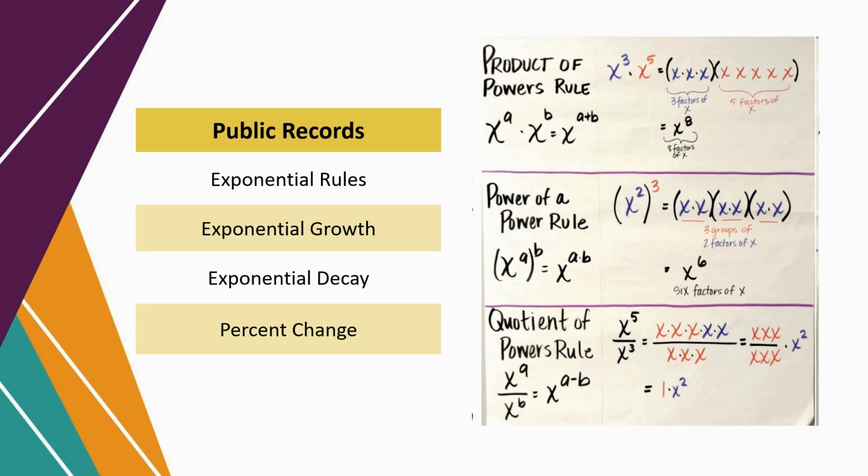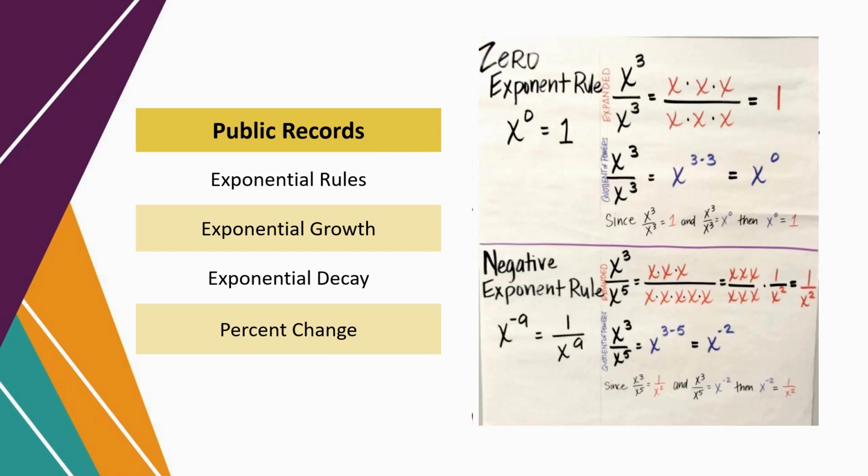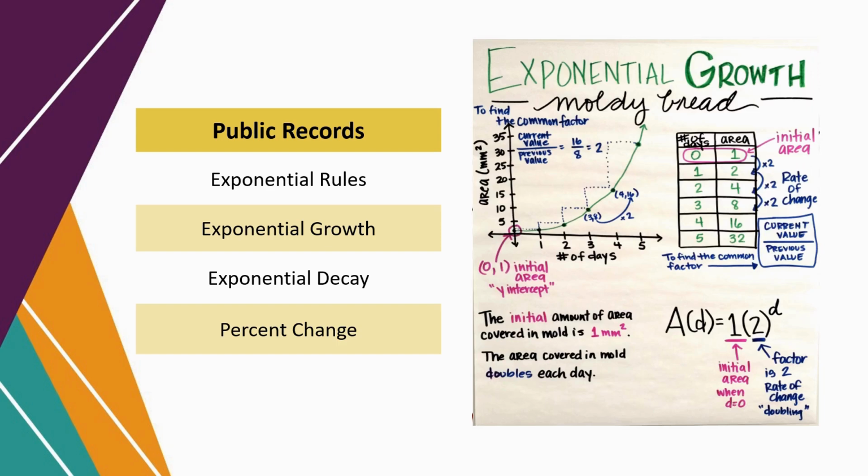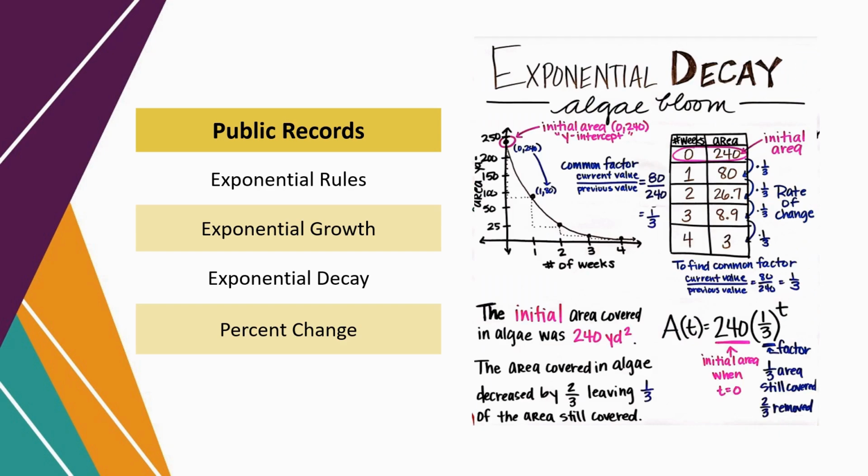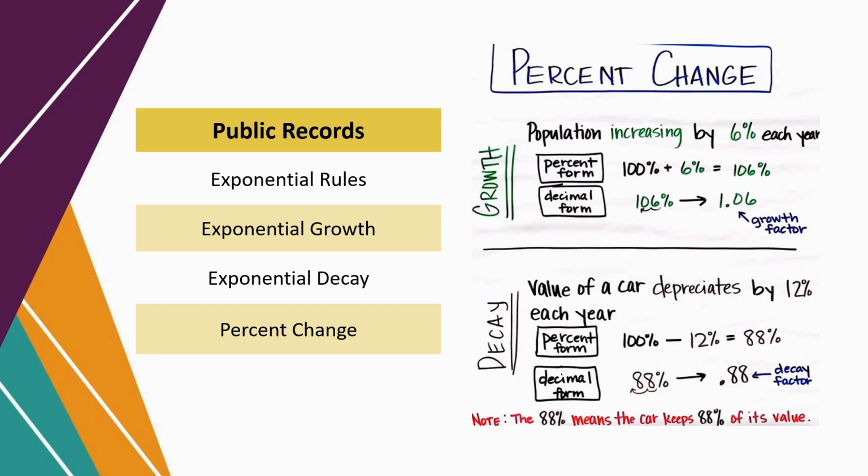That brings us to the end of the core lessons in Unit 6, Exponential Functions. Let's take a quick look at the public records that will help students track their learning throughout the unit. First, there's exponential rules. Next, exponential growth shows all the different representations, and the same with exponential decay. And lastly, there's percent change.